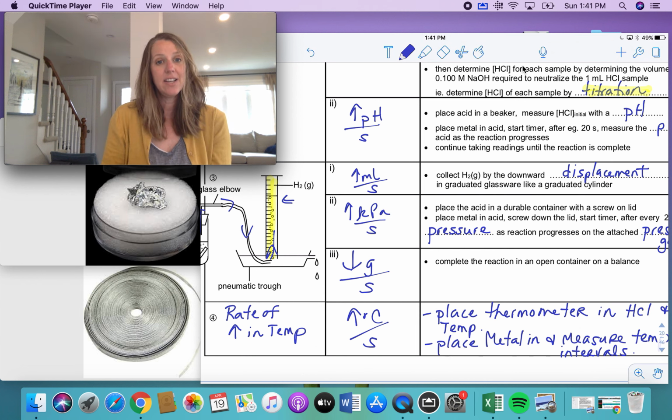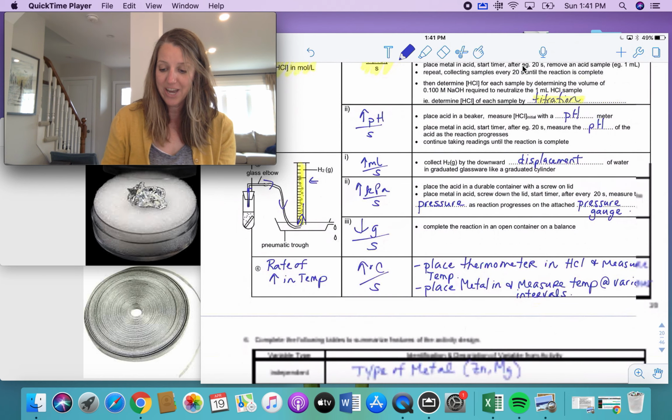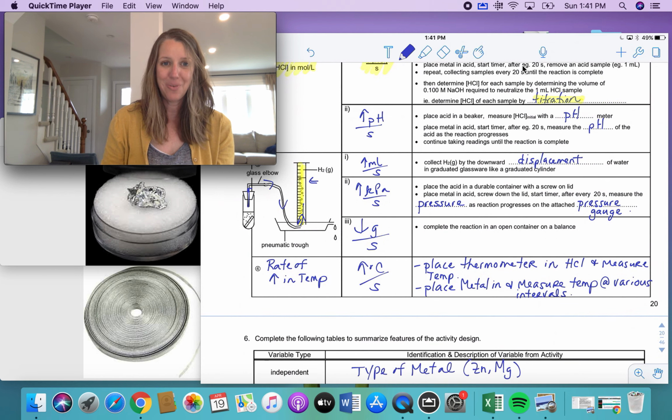Okay, so basically this lesson was all about how you could measure the rate of a chemical reaction, and there are lots of different ways you can do it, especially when you're using an acid and an active metal, because you're going to have so many different variables that are going to change.